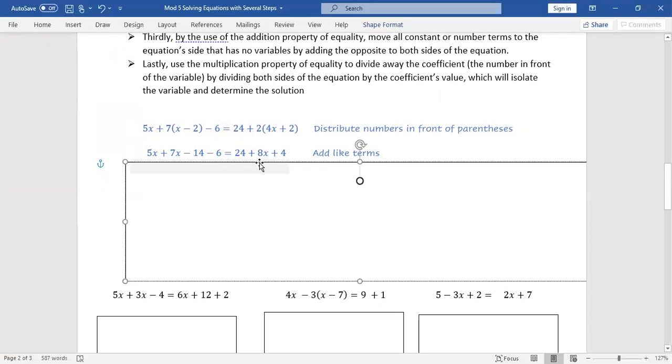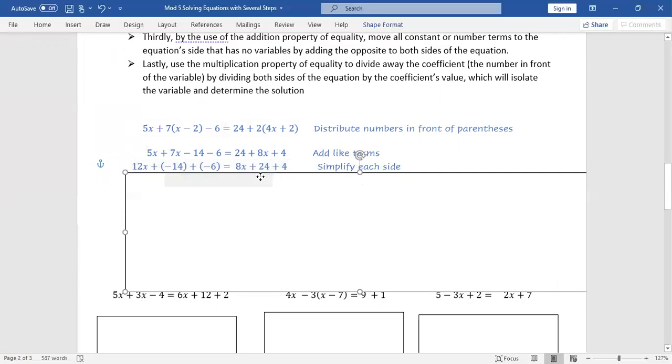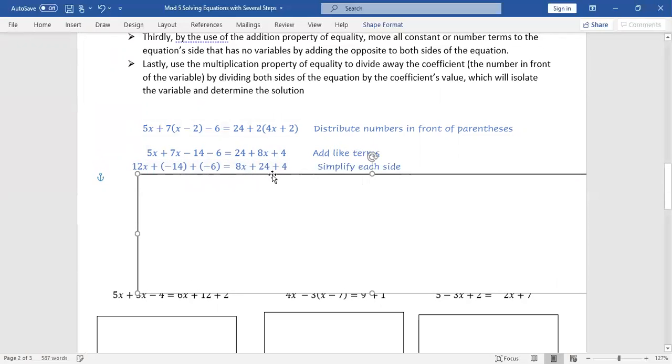Now that I've distributed, because you always do multiplication before you add or subtract, we're basically following the order of operations on both sides. Now I'm going to add and subtract like terms. So I have to determine what are my like terms. If they have the same letter raised to the same power, that's a like term.